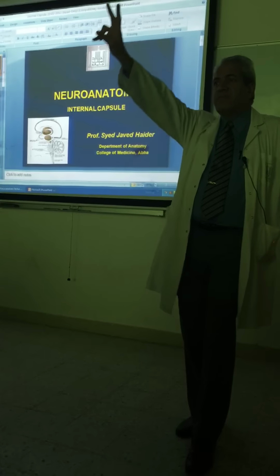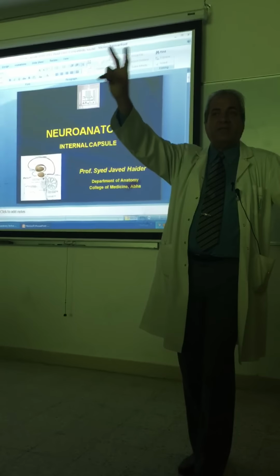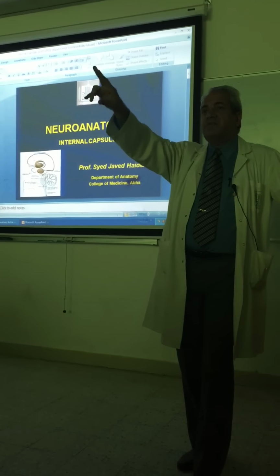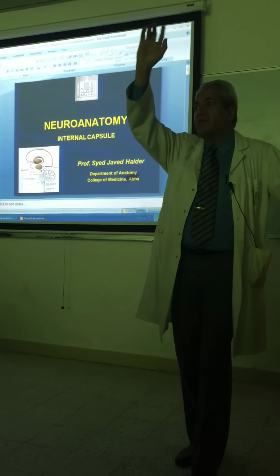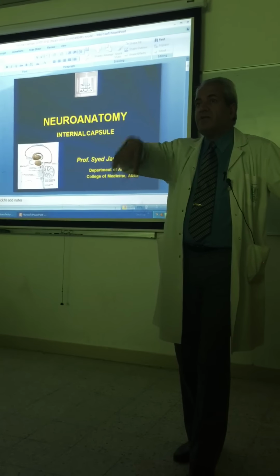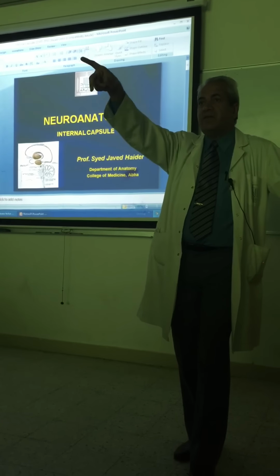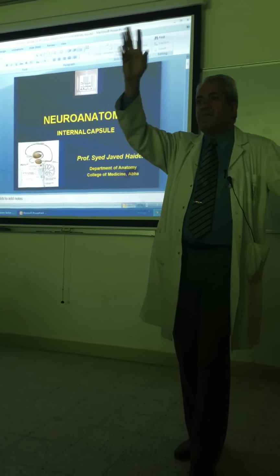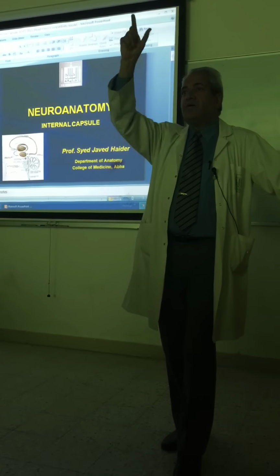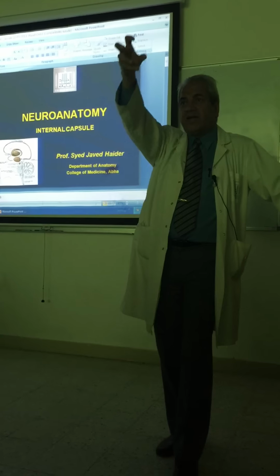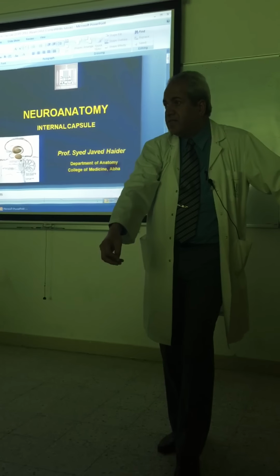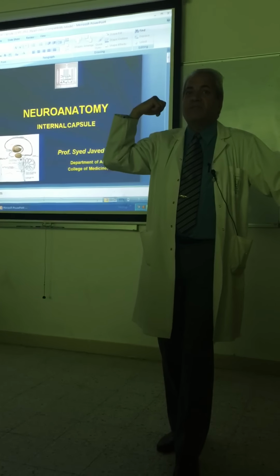Thank you very much. Before we leave, please remember the concept of what is upper motor neuron, what is lower motor neuron, what is pyramidal, what is extrapyramidal, what are the nuclei of the extrapyramidal, what are the tracts of the extrapyramidal, and about the pyramidal tracts, how the fibers arise, how they go, and where they end in this part. The second is the internal capsule, the details.